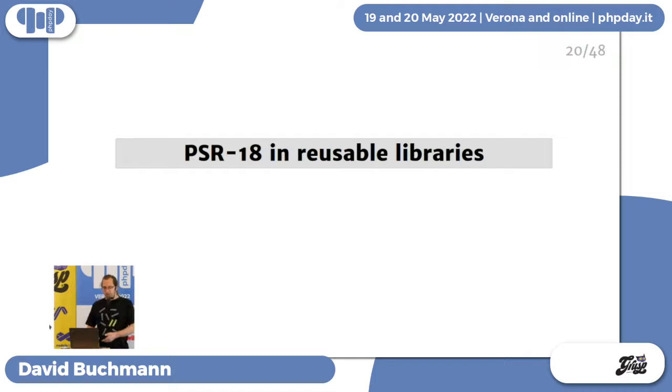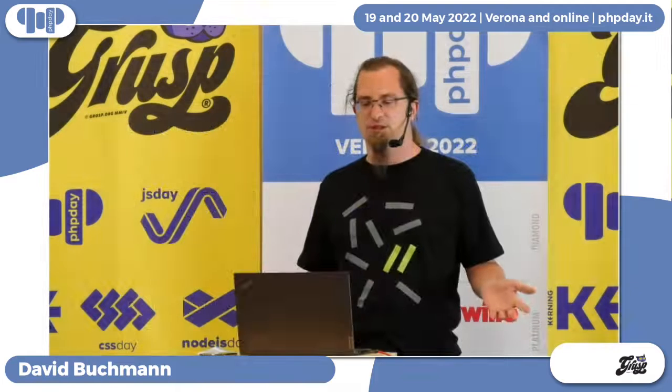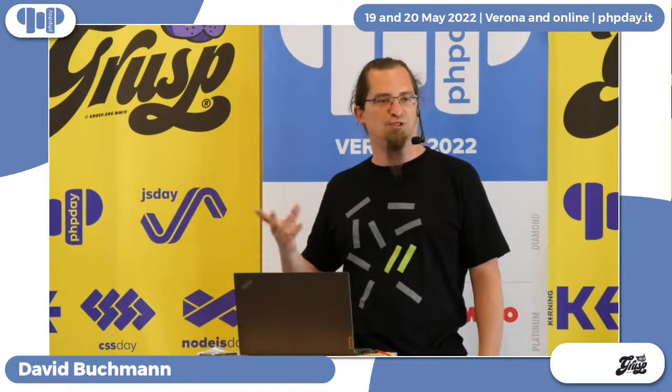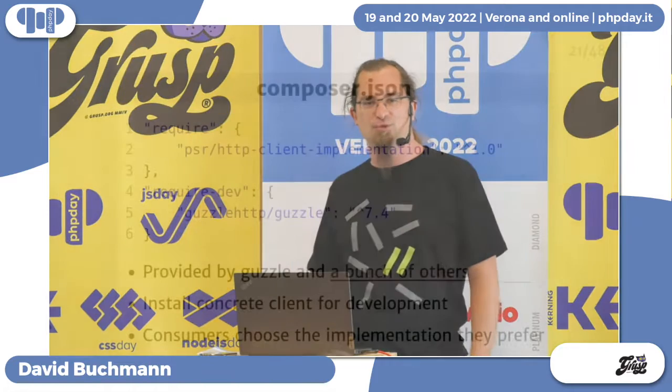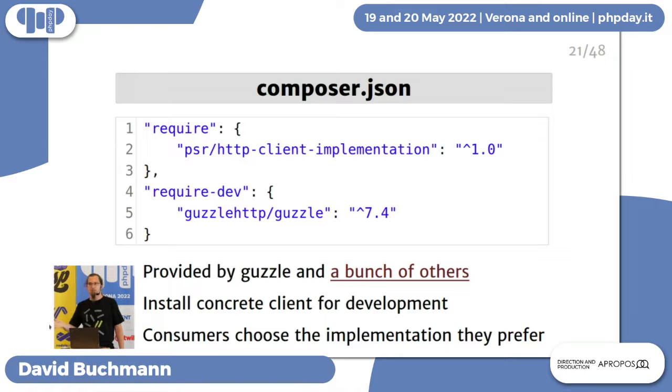So PSR-18 in reusable libraries. What the library is going to require is the implementation of the PSR. And this is a virtual package. Not sure who is familiar with virtual packages in Composer, who has used them, seen them. Okay. So the idea is it's like an interface in a way. You say, I want something of this type, but I'm not telling you a specific thing.